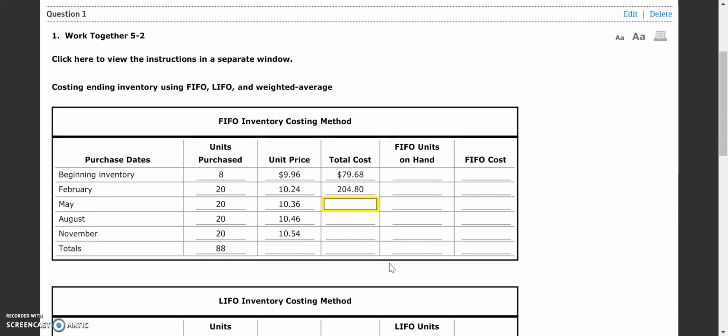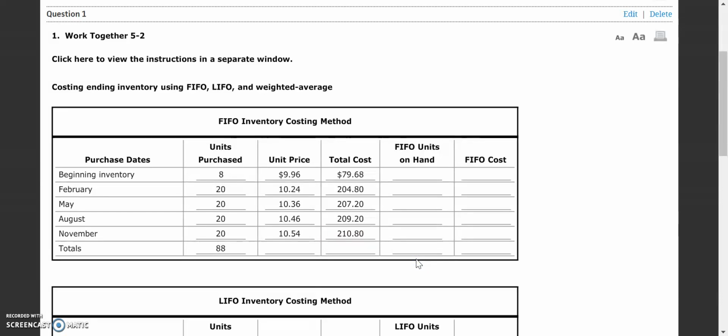May is 20 at $10.36, which is $207.20. In August we had 20 at $10.46, which is $209.20. And in November we had 20 at $10.54, which is $210.80.